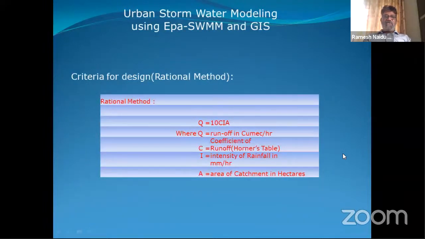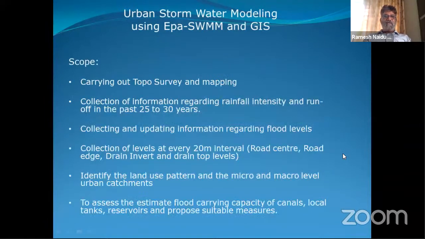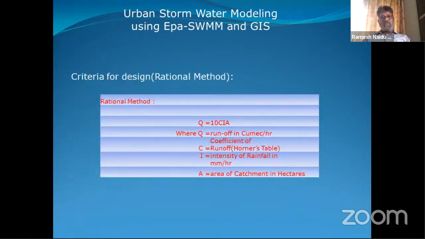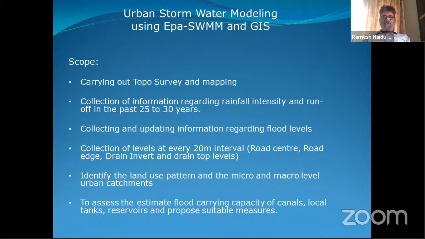And if you want to increase accuracy, collect levels at every 20 meter interval, that is the terrain levels, and contour levels also you need to use. And land use pattern is also very important, because urban areas mostly accommodate commercial, industrial, as well as residential and open areas, greenery areas, all those things. But green areas are very few when you take into account an urban area. That is the reason the flooding is more.